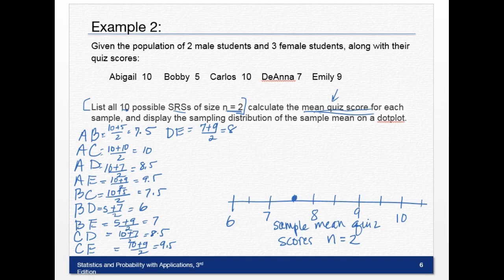So I put 7.5, and then I put 10, and then I put 8.5, and 9.5, and 7.5, and 6, and then 7, and then 8.5, 9.5, and then 8. All right, so that's what you have to do. Find all the combinations of 2, find the means of those combinations, but make a dot plot. So each one of these dots represents one sample mean. Okay, one sample mean. All right, so make sure you label your dot plot and make it clear.